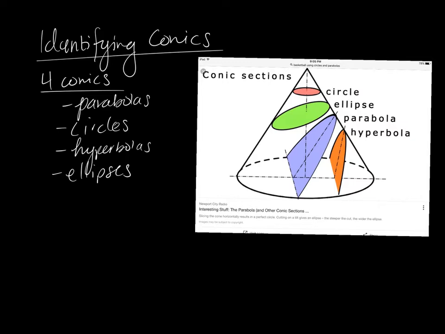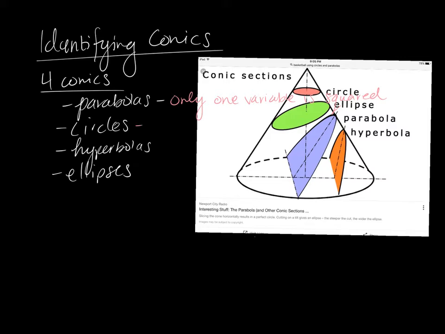So parabolas have only one squared term. Let's use a different color. It's either got the x squared or the y squared, but not both. So that's how you know you have a parabola. If you don't have 2 squared terms, it's not anything but a parabola.